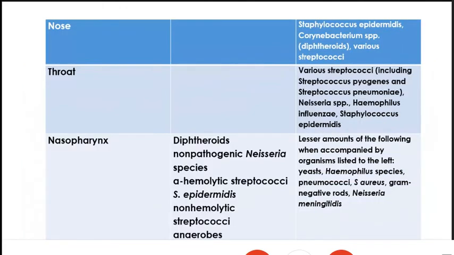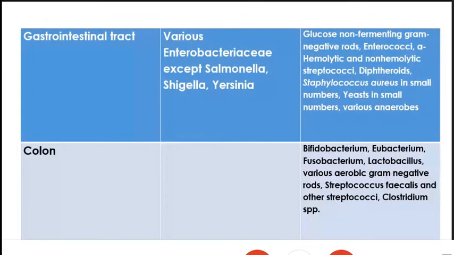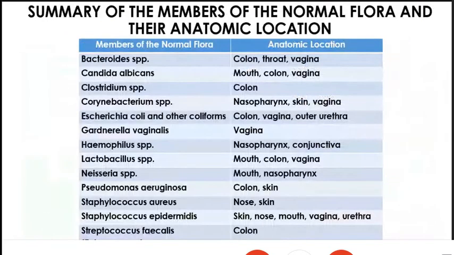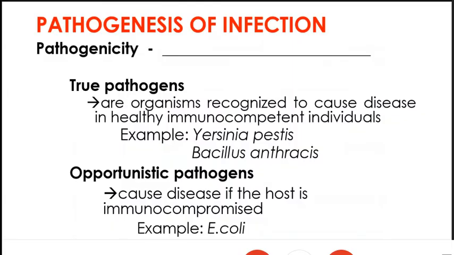Summary of the members of the normal flora and their anatomic location. So you see here, you have your colon, throat, vagina, you have Bacteroides, your Lactobacillus, can be in the mouth, in the colon, in the vagina, and then your Staphylococcus aureus in the nose and skin, and your Viridans streptococcus in the mouth and the nasopharynx. Okay, so now, we get into the pathogenesis of infection.